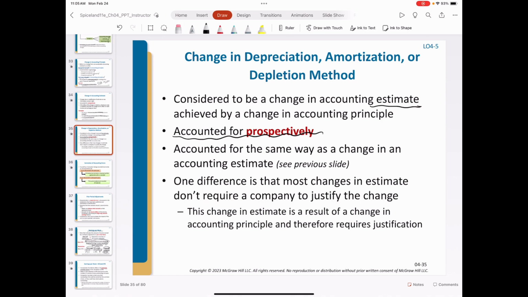Since some changes in estimate have significant or material impact on the financial statements, which will have impact on the investors' and the creditors' investment decisions, the company should justify the changes.